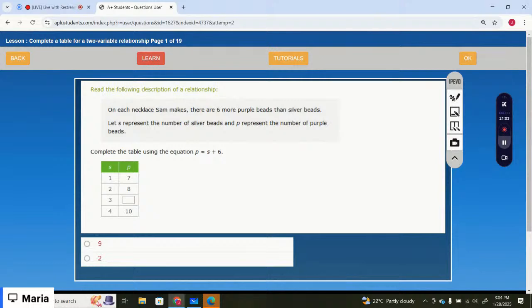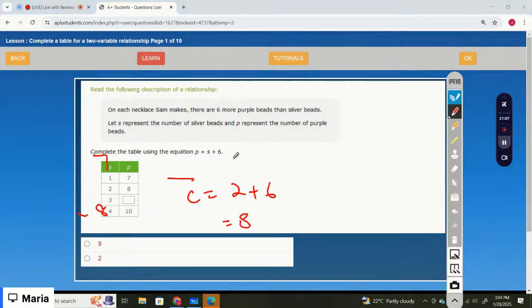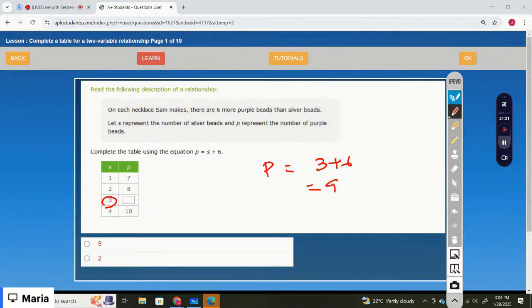Complete the table using the equation P equals S plus 6. So you can calculate the value of P by replacing the different values of S. So we need to calculate for S equals 3. So 3 plus 6 equals 9. So the correct option is option number 1. Very good. That is 9.